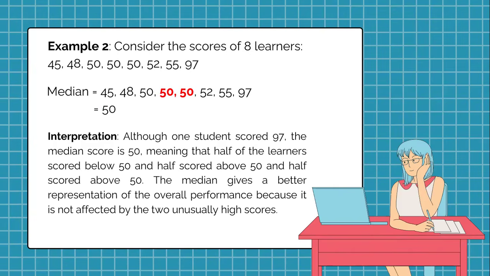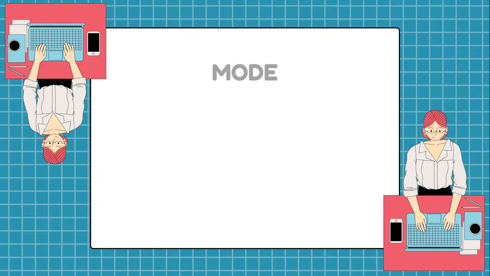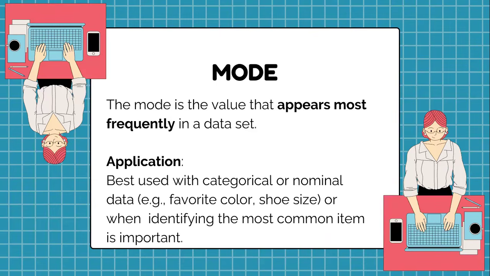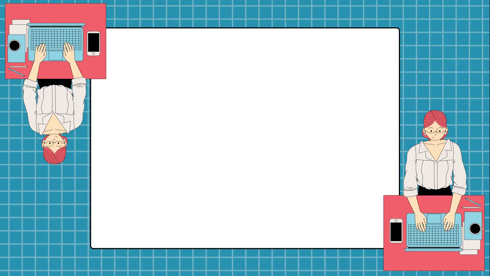Any question? Now let's move to the most frequent value, represented by the mode. The mode is the value that appears most frequently in a given data set. This is best used for categorical data or when identifying the most common item, which is very important. Let's have this practical example.